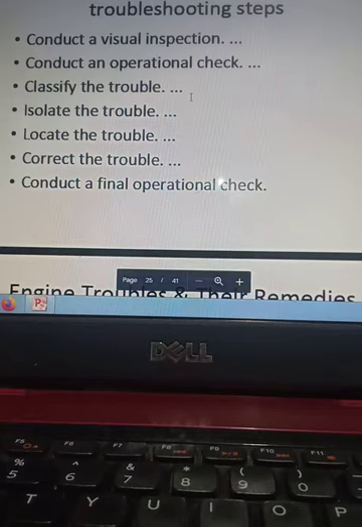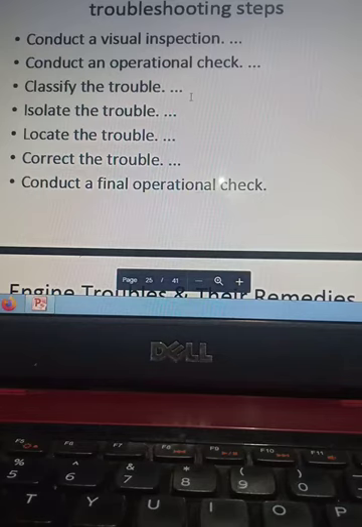And then for the second step, conduct an operational check. Okay, so maybe we can identify the system malfunction or a subsystem malfunction, which system has the trouble. Then classify the trouble. So for the modern aircraft, we have 4 major sources, for example, the hydraulic, pneumatic, mechanical, and electrical.